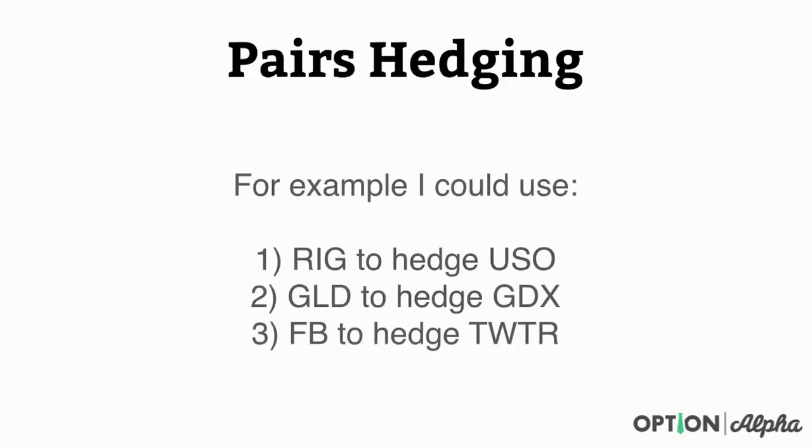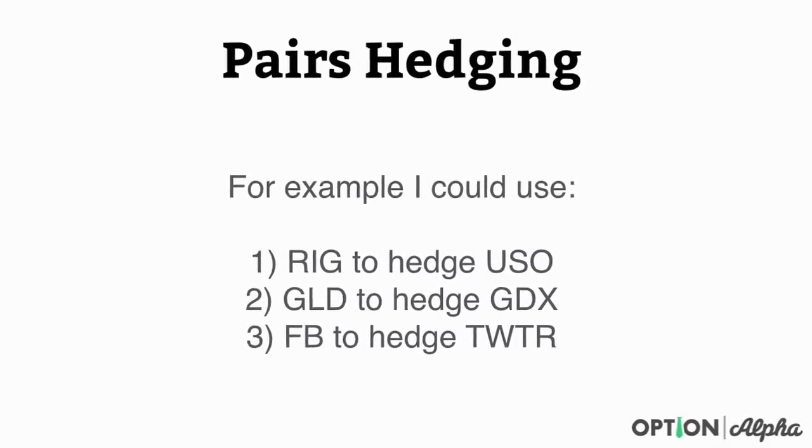So for example, if I have a position in RIG, which is an oil related security, then I could use that to hedge another position in USO, which is the US Oil Fund ETF. Again, if I have GLD, which is a gold ETF, I can use that to hedge another gold ETF, which is GDX. If I have a Facebook position, I can use that to hedge something in TWTR, which is Twitter. So you can see that we're using very similar underlying stocks to hedge some of our trades.